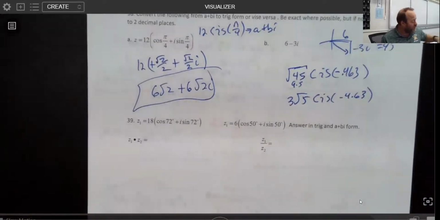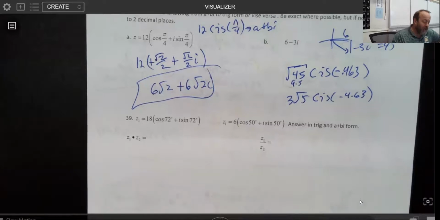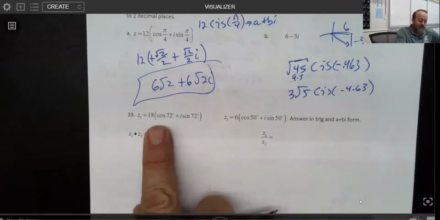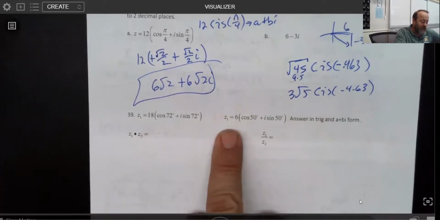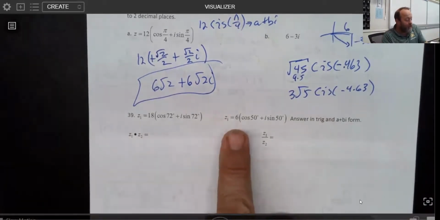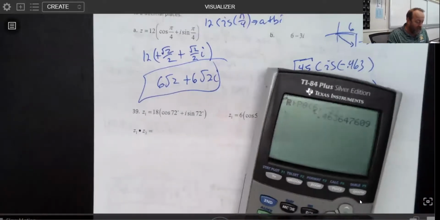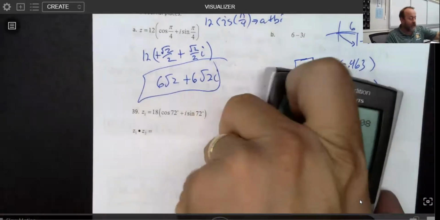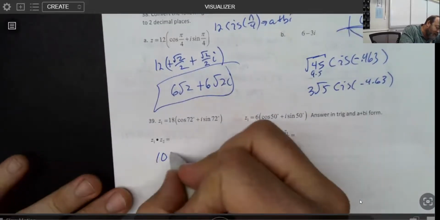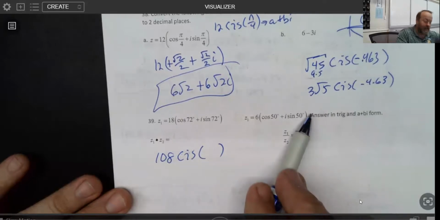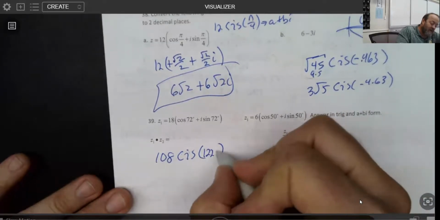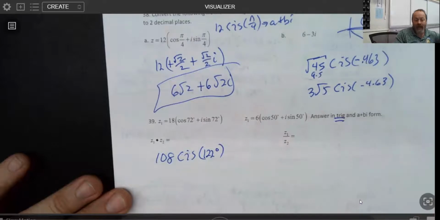Now, moving into a little bit closer to what we call De Moivre's Theorem. De Moivre's Theorem says if you ever take any of these values in this trig form and you want to multiply them, then literally all we need to do is multiply the radii and add the angles. So, the radii, 18 times 6, multiply them together, I got 108. So this is 108 cis. If I take 72 and 50 and add them together, I'd have 122. Now notice it says let's answer in both trig form and a plus bi form. So we're going to need to do that. So we got the trig form down. Let's do this one too.